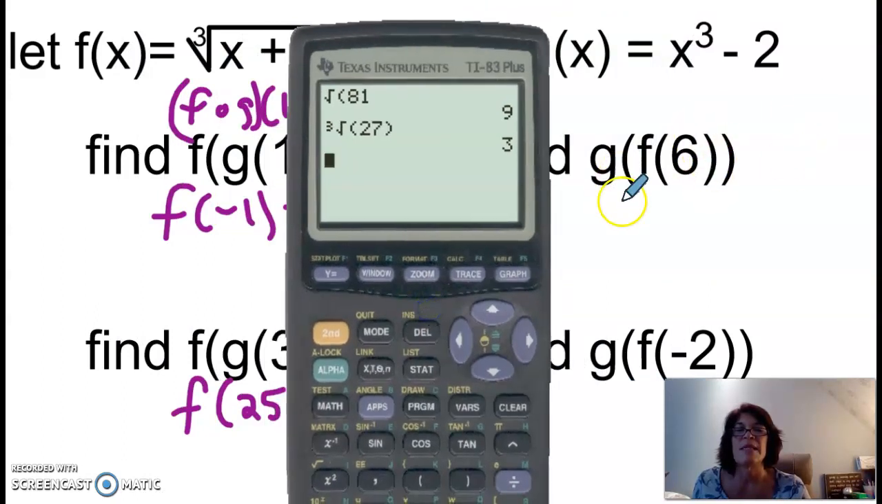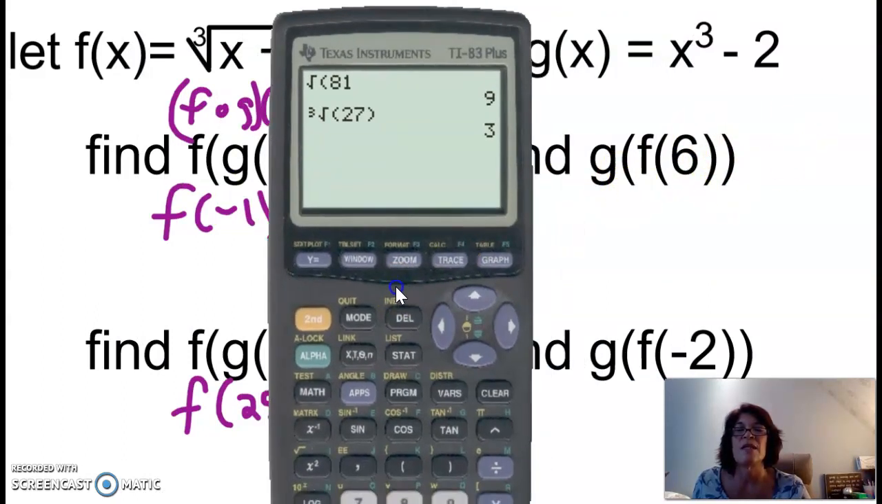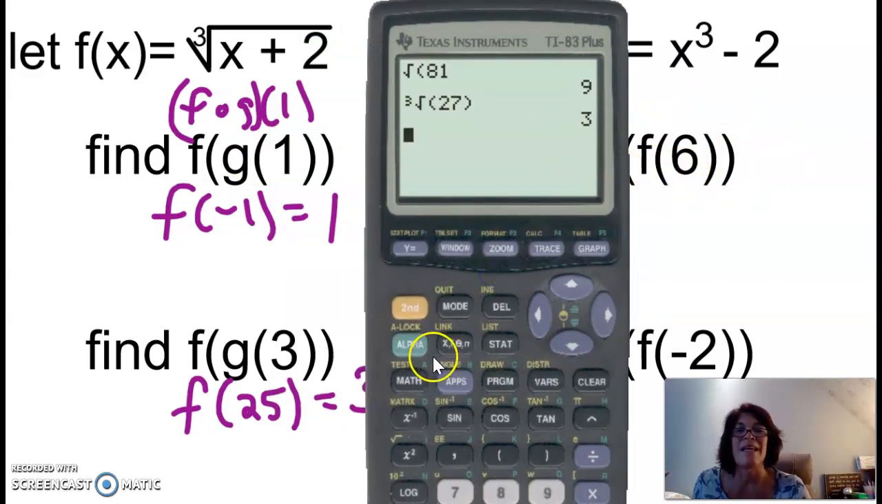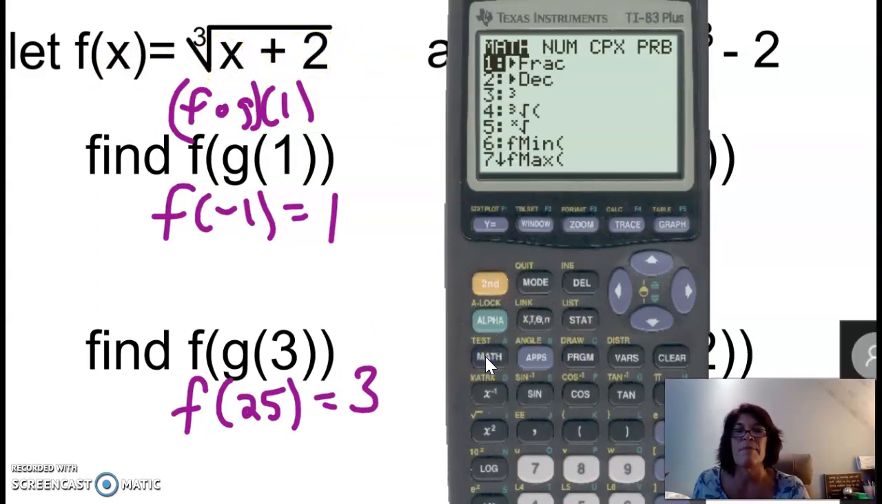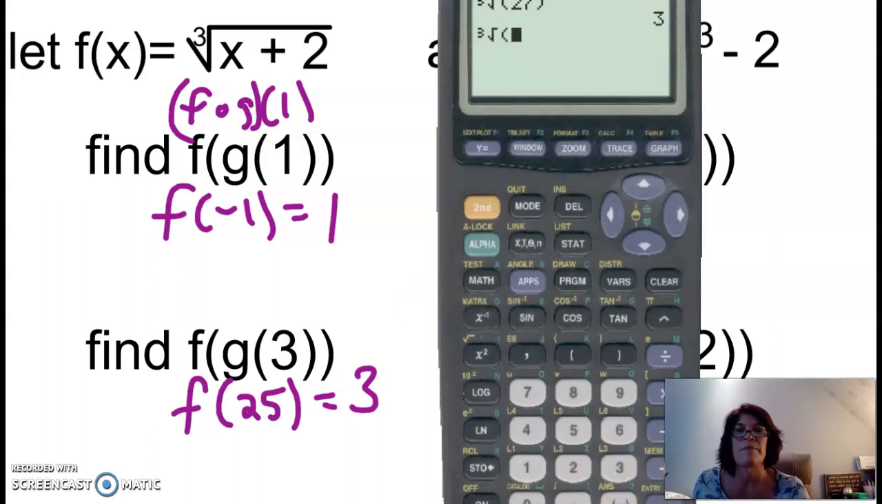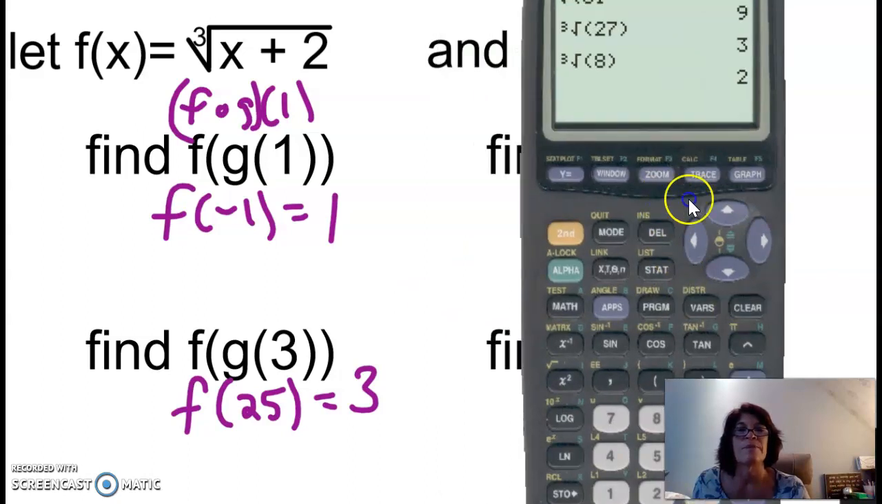Okay? Let's go the other way with g of f of 6. So I want to put 6 in the f function. When I do that, 6 plus 2 is 8. So I want the cube root of 8. So let me go to math, scroll down to the cube root, and say cube root of 8. Let's see what we get there. Cube root of 8, we get 2. Okay?